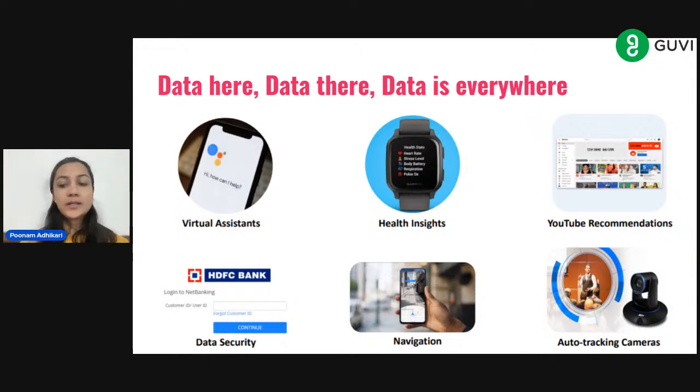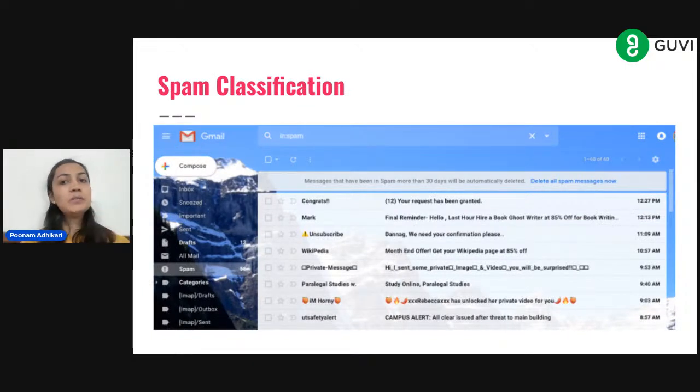Now, why do we need the data? Have you ever wondered how your Gmail is able to classify your emails as to whether the given email is spam or a non-spam email? If you look at the spam folder of your email, you will see that some emails might be from some lottery or congratulations or some unsubscribe or the Wikipedia kind of emails that you might not be looking at. Now the question is how that Gmail application is able to identify whether the given email should be marked as spam or non-spam.